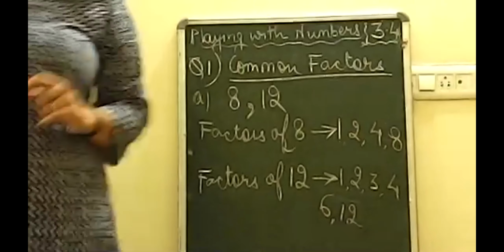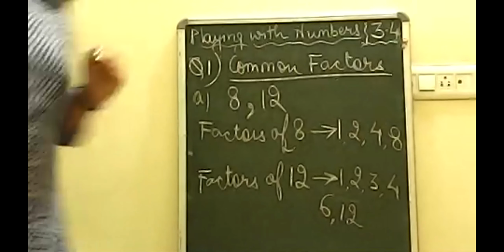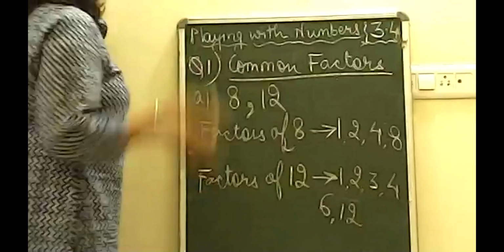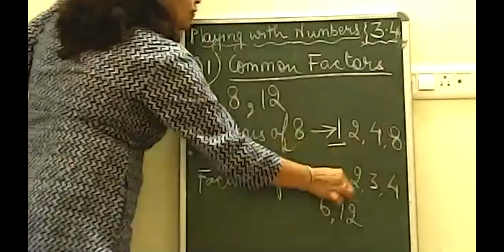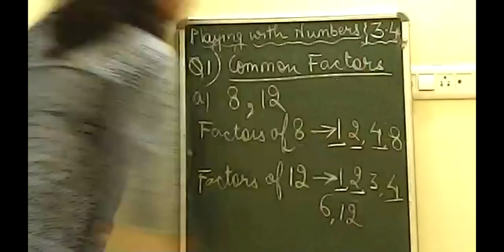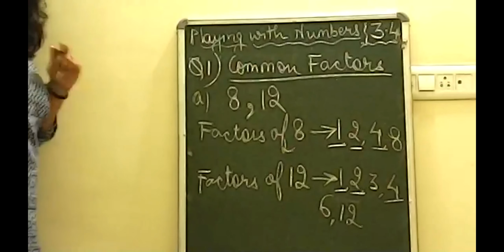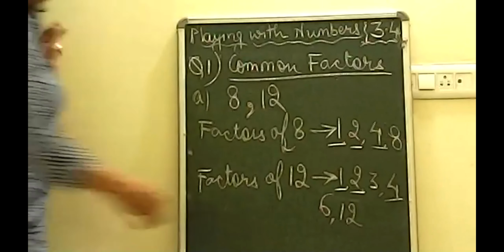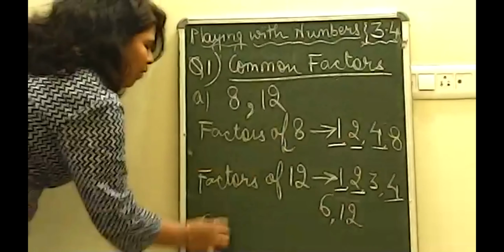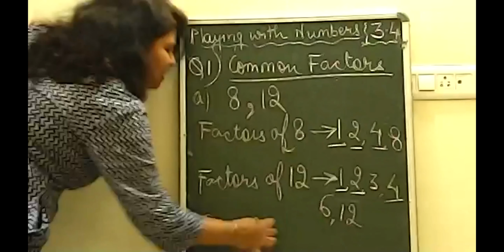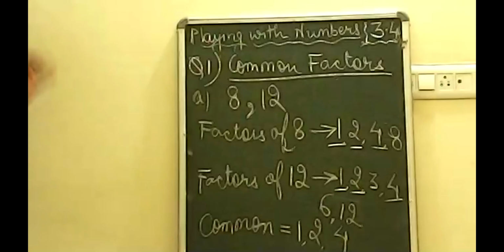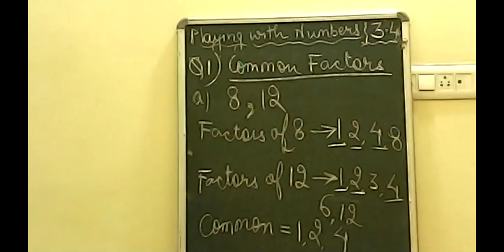Common means numbers that are in both lists. Now let us see. 1 is here, 1 is here. 2 is here, 2 is here. 4 is here, 4 is here. It means we have three numbers which are present here also and here also. So we'll write it down: common is equal to 1, 2 and 4.